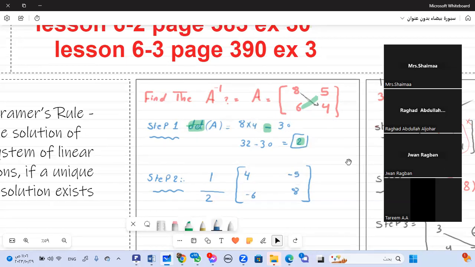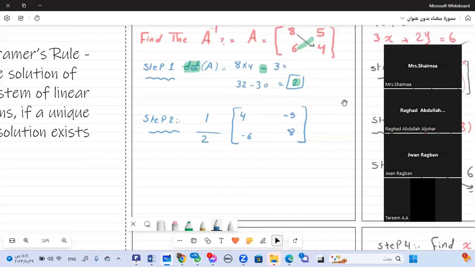We should complete by multiplying the matrix, so we divide by 2 each element inside the matrix. Multiplying by half means dividing by 2. So divide by 2 each element inside the matrix. Complete. 4 divided by 2 is 2. Yes, 2. Complete.